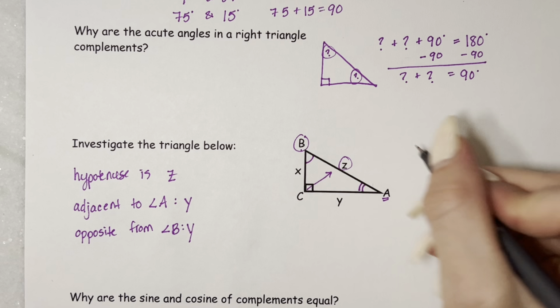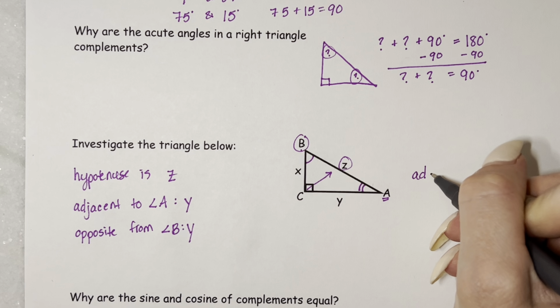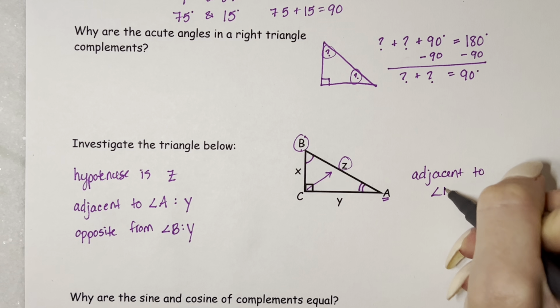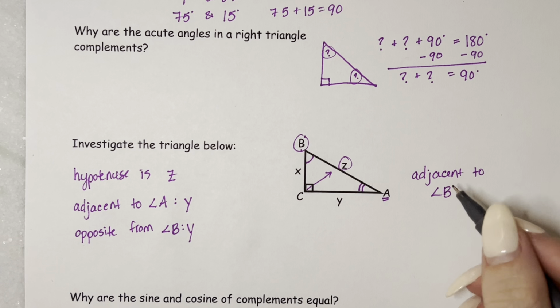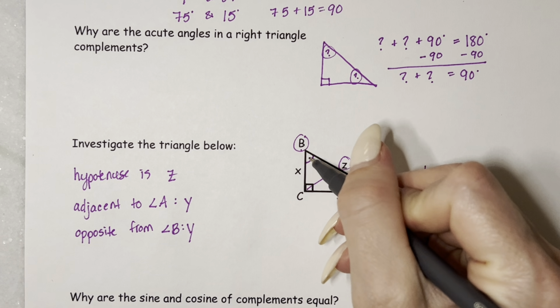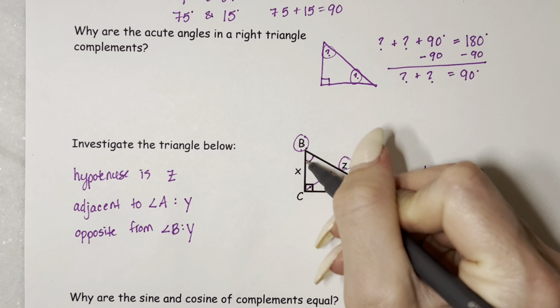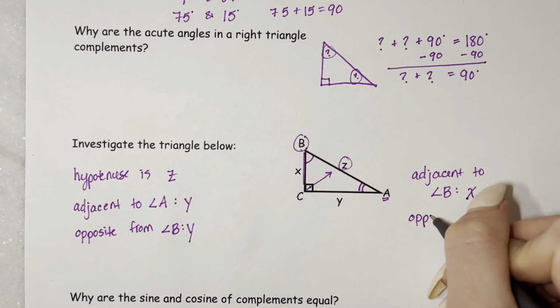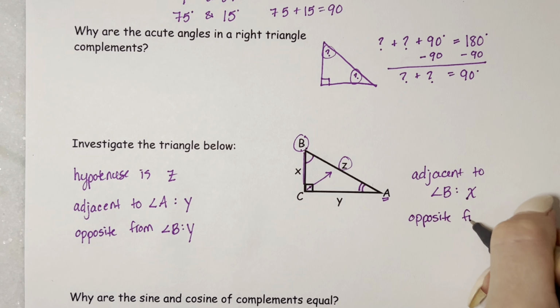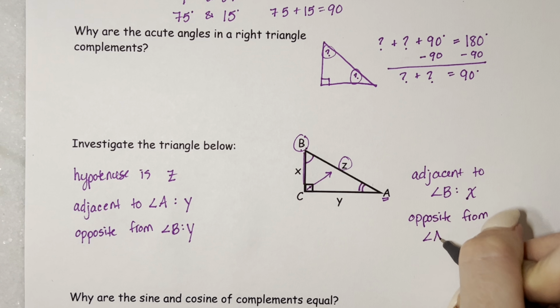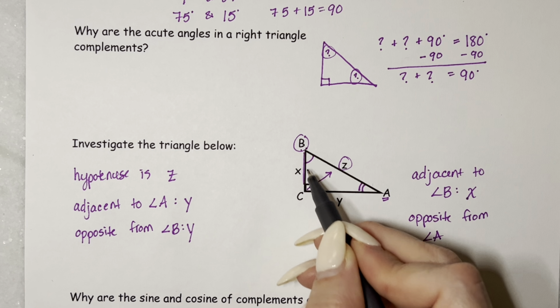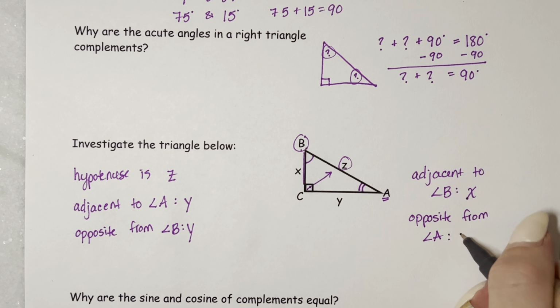Same thing if I were to talk about adjacent to B. So the side that's adjacent to angle B is the side that connects angle B to the right angle. So that would be X. And then opposite from A. So if this is angle A right here, and I were to go opposite from A, I would be at that same side, side X.